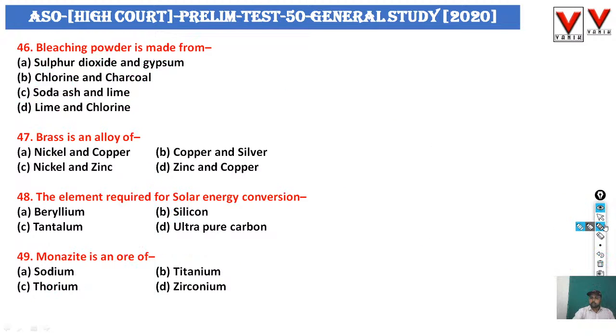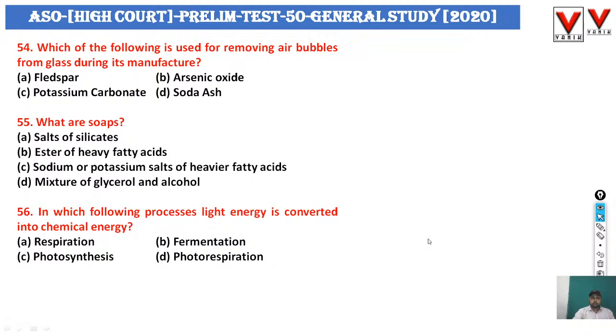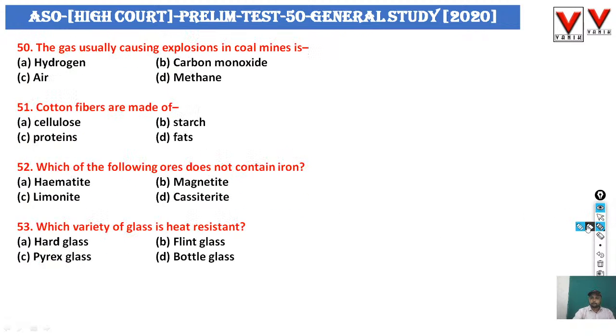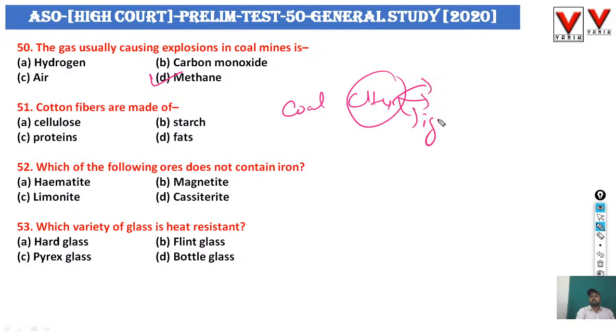Well, now moving to the next question, question number 50. The gas usually causing explosions in coal mines. Yes, it is actually methane. In the extraction of coal, a lot of methane, CH4, is released. It is highly flammable, with a very low ignition temperature. With such a low ignition temperature, within a short span of time it can create an explosion also. So many fire hazards, or mining hazards, take place because of this.